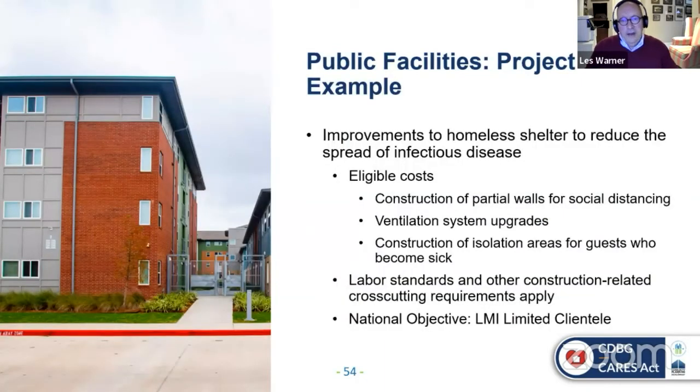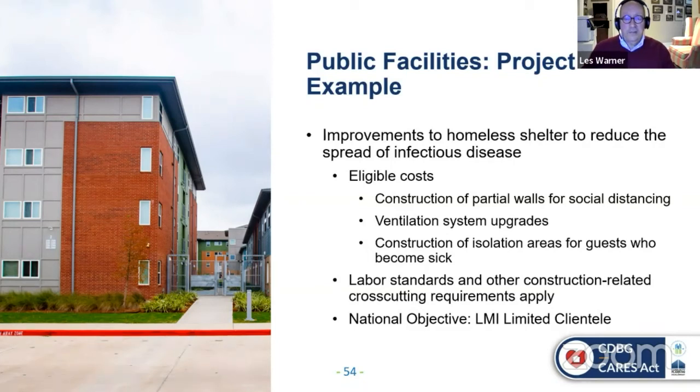So in this example, we have a homeless shelter, and they are trying to figure out, how do we protect our residents in this congregate setting from the spread of coronavirus? So they're proposing to do things such as constructing partial walls, upgrading their ventilation system, and then also thinking about an isolation area when they have residents that become sick. And so these are eligible costs. We can meet a national objective of limited clientele.